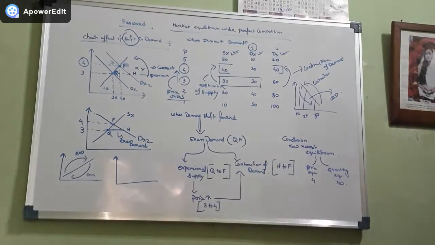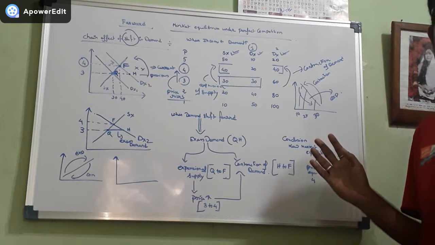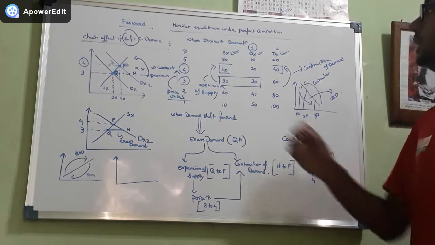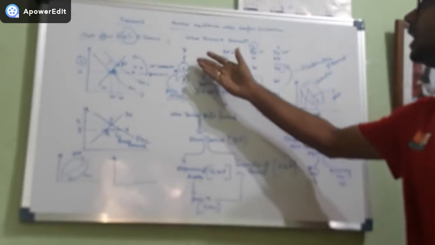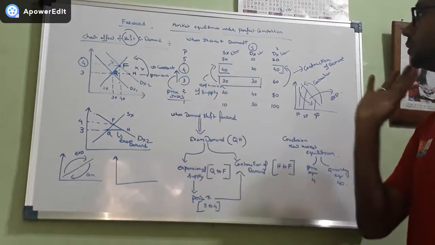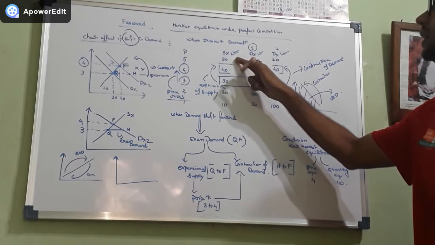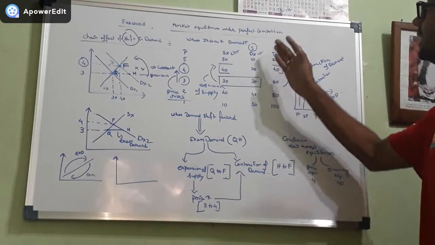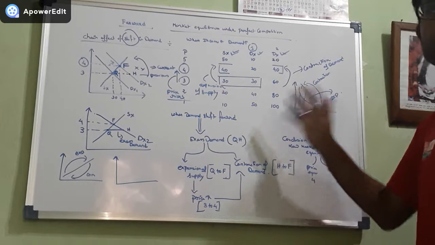Now we are going to discuss the chain effect if there is a forward shift of demand. What will be the chain effect if there is a forward shift of demand? Initially we are taking the price as 5, 4, 3, 2, 1. Initial supply is 50, 40, 30, 20, 10. Initial demand is 10, 20, 30, 40 and 50.